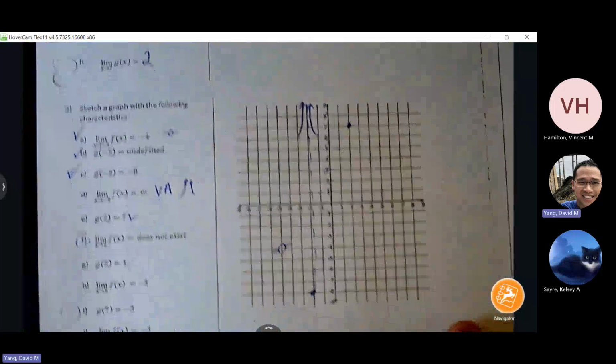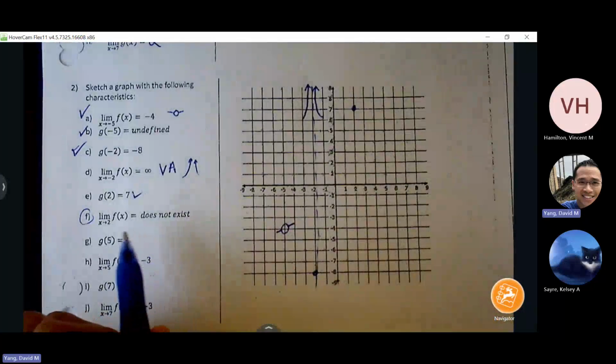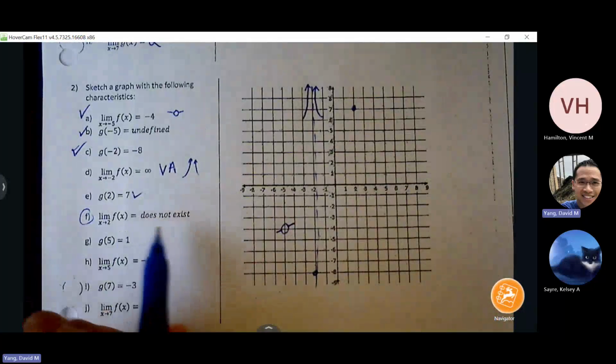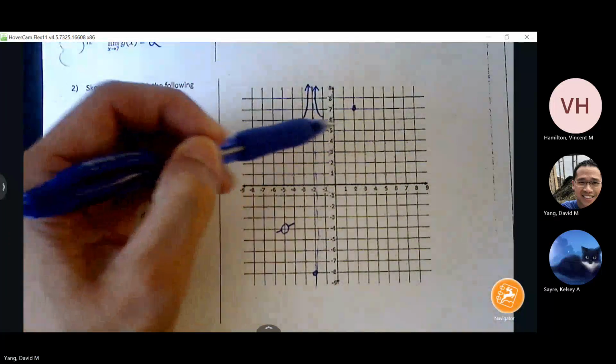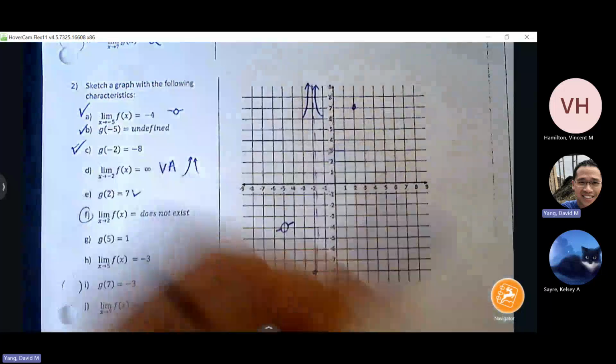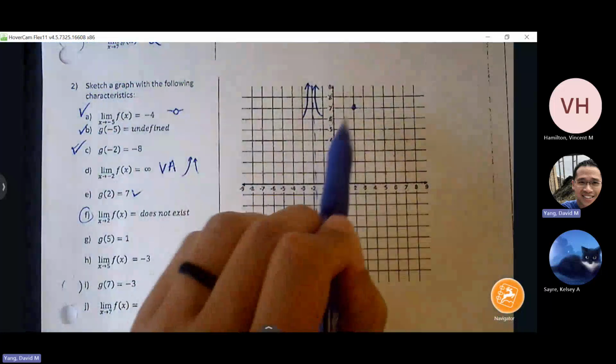Okay, so now for part F, the limit does not exist as x approaches 2. So you have a lot of options here. You can create another vertical asymptote. You can make the graph disconnected, like what I'm about to do, or you can make it an endpoint.